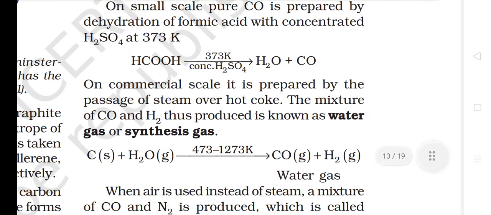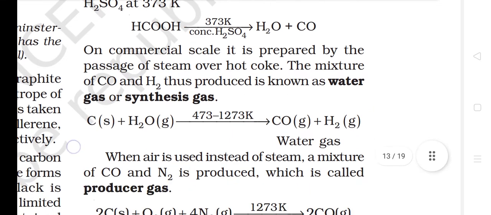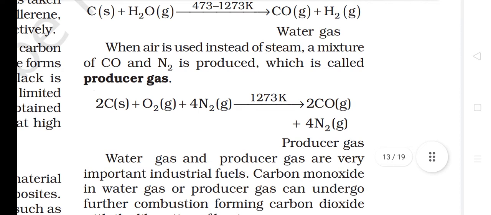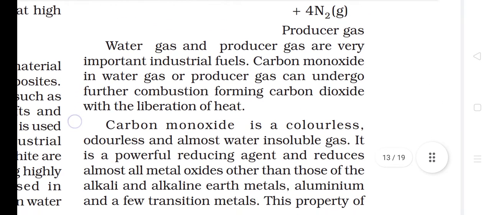On commercial scale, it is prepared by the passage of steam over hot coke. The mixture of CO and H2 thus produced is known as water gas or synthesis gas. When air is used instead of steam, a mixture of CO and N2 is produced, which is called producer gas. Water gas and producer gas are very important industrial fuels. Carbon monoxide in water gas or producer gas can undergo further combustion, forming carbon dioxide with the liberation of heat.